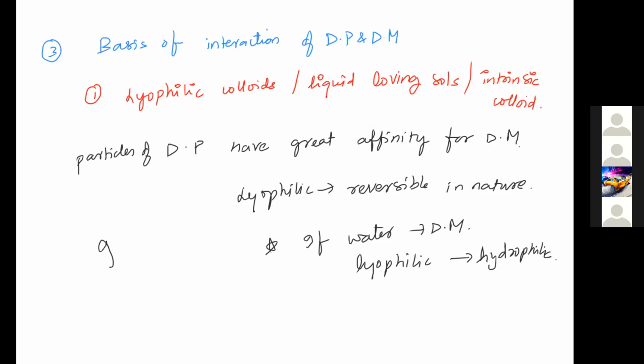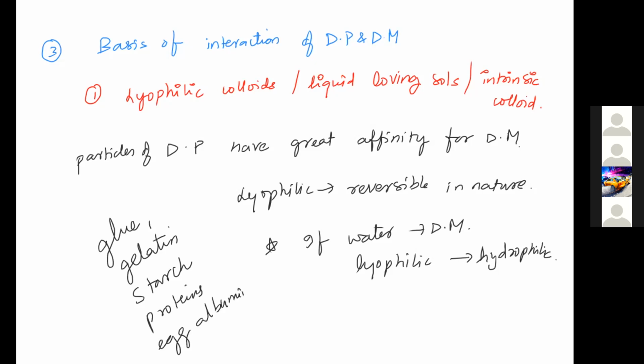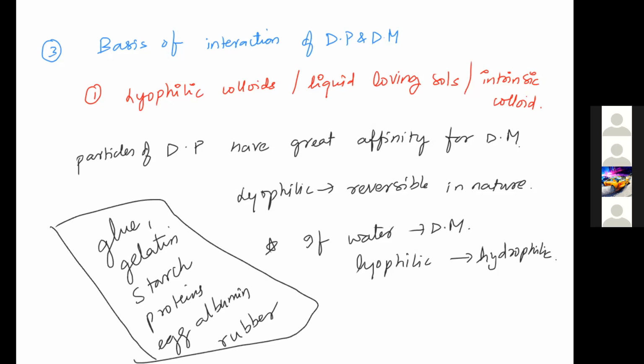Common examples of lyophilic are glue, gelatin, starch, proteins, egg albumin, that is egg white, and rubber. These are examples of lyophilic, very important. Next, we have lyophobic.